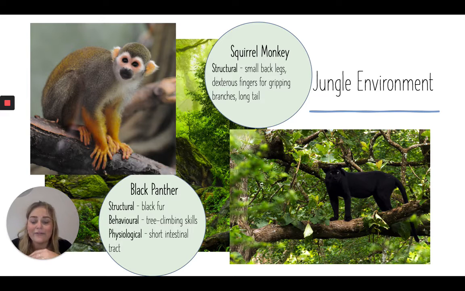Behavioural, it has developed the ability to climb trees really, really quickly and really, really fast. So being able to get up a tree away from predators or to go catch its prey is a really strong adaptation that it has developed. And physiological, it actually has a short intestinal tract, meaning that inside all its guts and its stomach, it's actually shorter than a lot of other big cats, meaning that it doesn't need to eat as much to be full, so that it's able to go up trees and everything a lot easier when it has eaten its food.